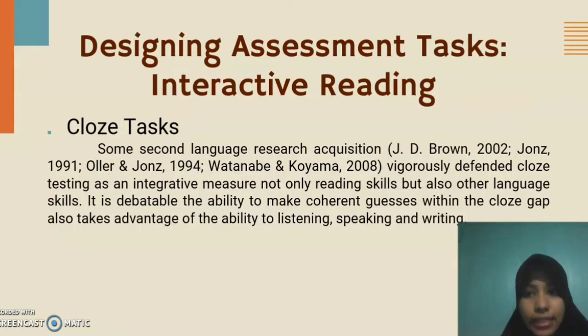Next is designing assessment tasks: interactive reading. Cloze tests. The cloze test is an exercise, test, or assessment consisting of a portion of text with certain words omitted, in which participants are asked to replace the missing words. The cloze test requires the ability to understand context and vocabulary to identify the correct word or type of word that is included in the deleted part of the text. This exercise is usually given for the assessment of learning and teaching of mother tongue and second language.